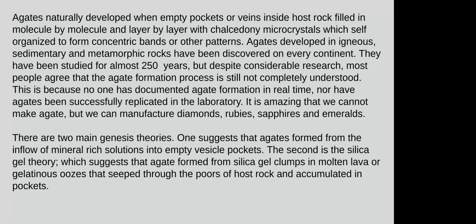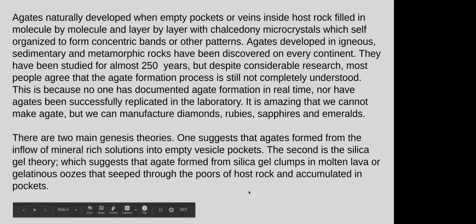There are two main genesis theories. One suggests that agates formed from the inflow of mineral-rich solutions into empty vesicle pockets. The second is the silica gel theory, which suggests that agate formed from silica gel clumps in molten lava or gelatinous oozes that seep through the pores of the host rock and accumulated in pockets. And I have one photograph in here that will support that theory right there.